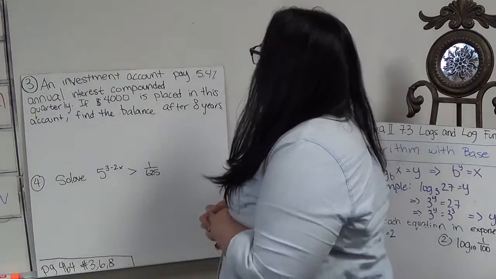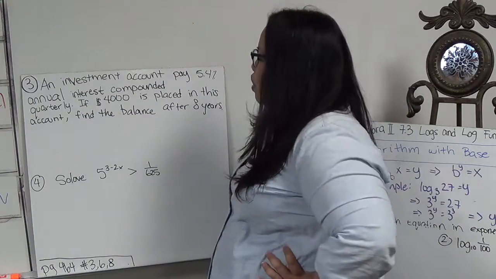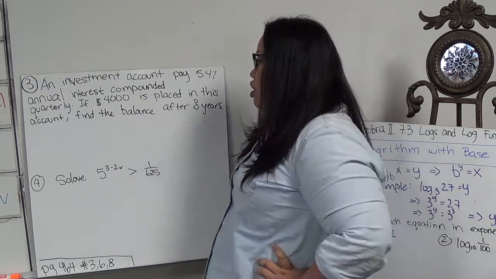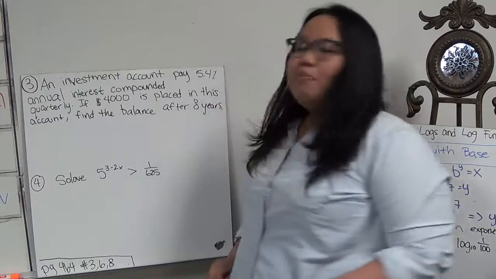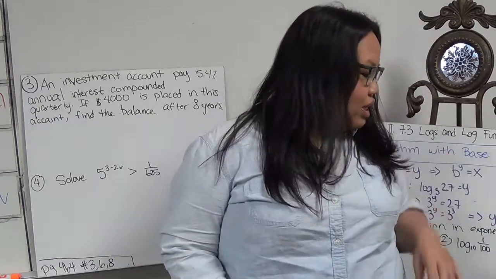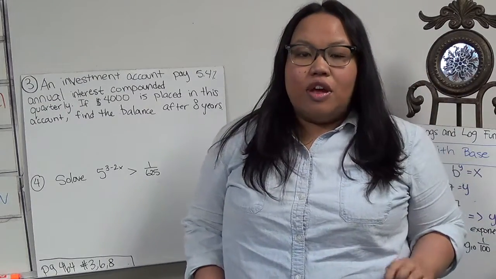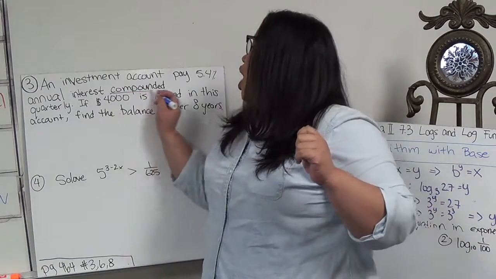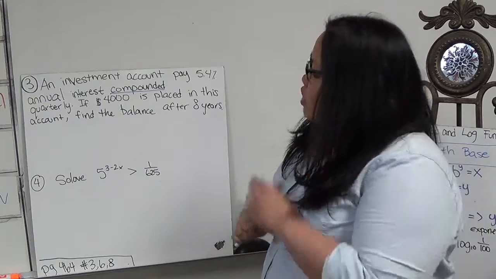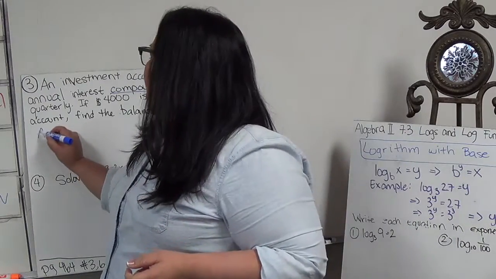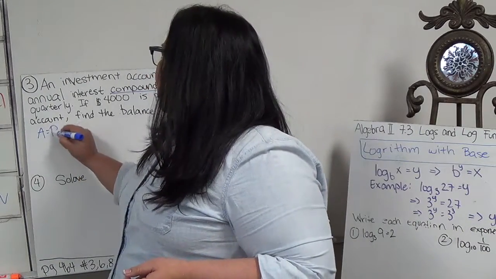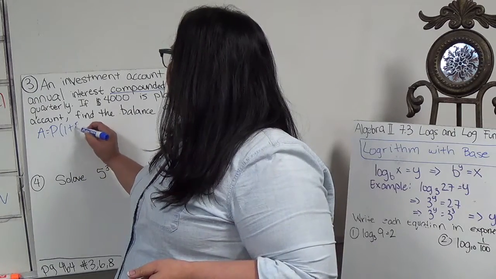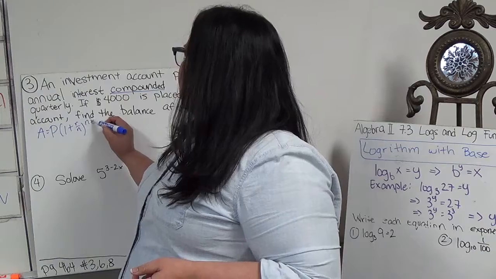An investment account pays 5.4% annual interest compounded quarterly. If $4,000 is placed in this account, find the balance after 8 years. So basically what this is asking us is to find the compound interest, hence the word compounded. So that's when we're going to use that equation, A equals P times (1 plus r over n) to the nt.